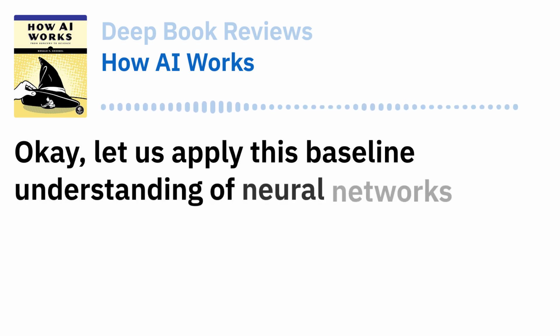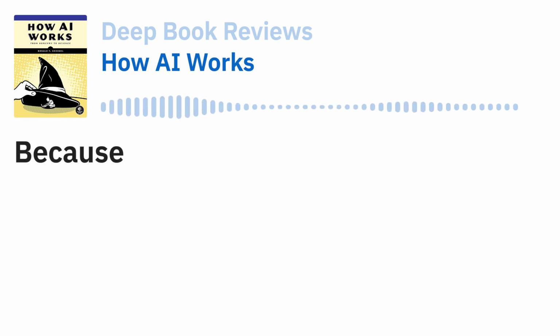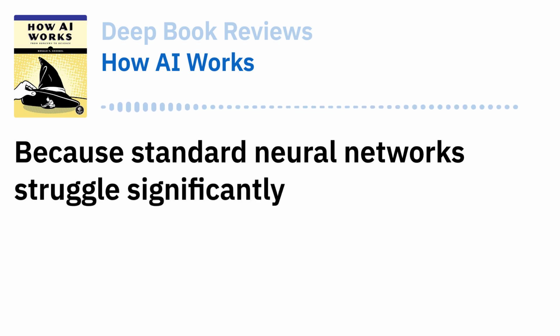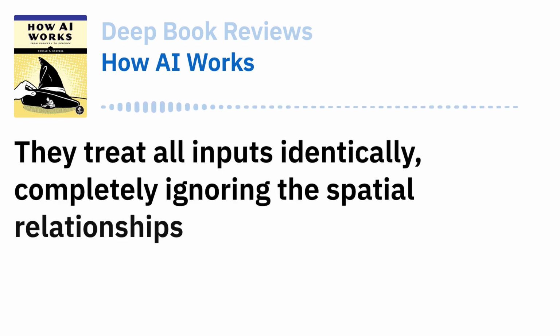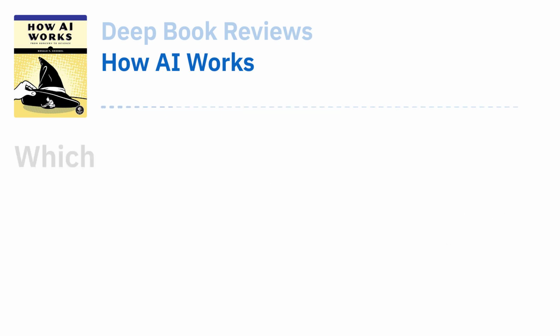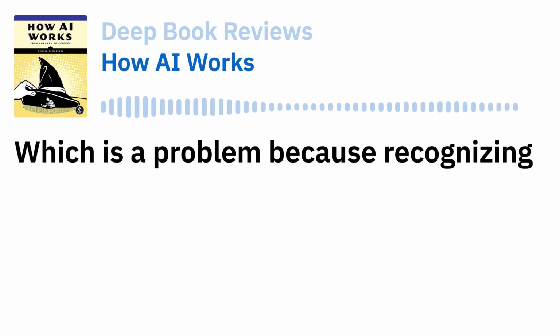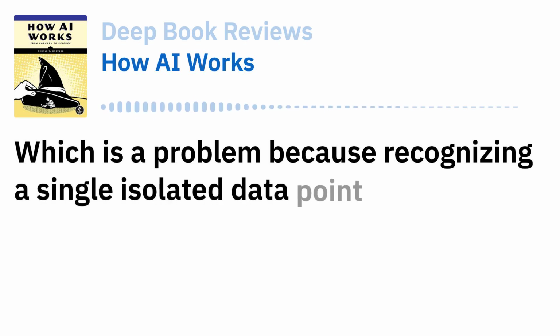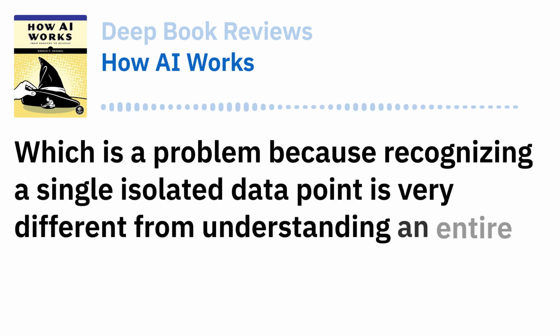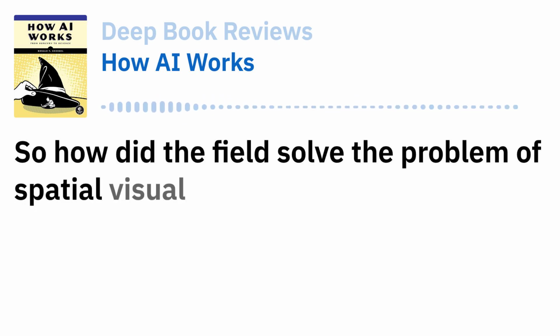Okay, let us apply this baseline understanding of neural networks to different types of data, because standard neural networks struggle significantly with visual data. They do. They treat all inputs identically, completely ignoring the spatial relationships between individual pixels. Which is a problem because recognizing a single isolated data point is very different from understanding an entire image. So how did the field solve the problem of spatial visual data?